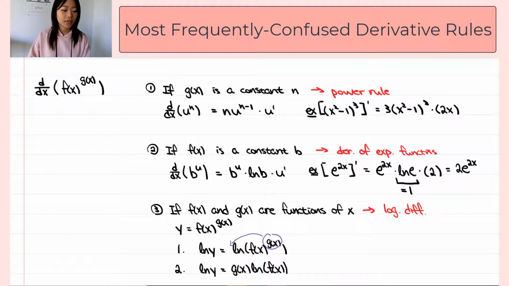And the third step is to use implicit differentiation. So you take the derivative on both sides. And remember, when you have the derivative of y, since y is a function of x, you need to use the chain rule and multiply by y prime. I also have another video on implicit differentiation. So if you want to review that, I also put the link up there.